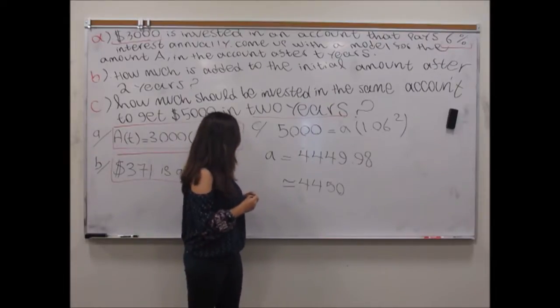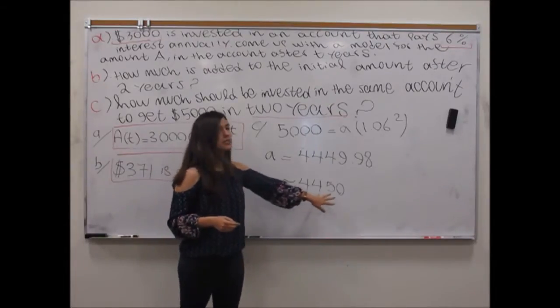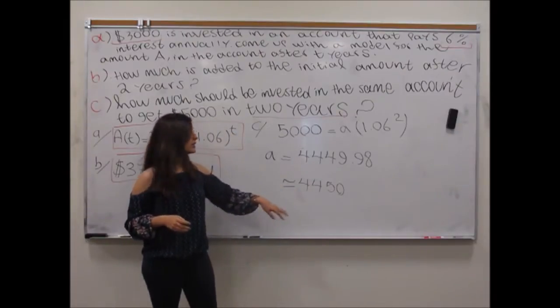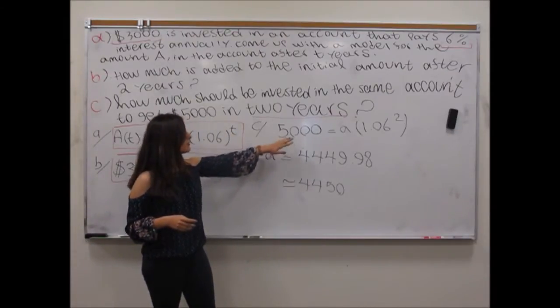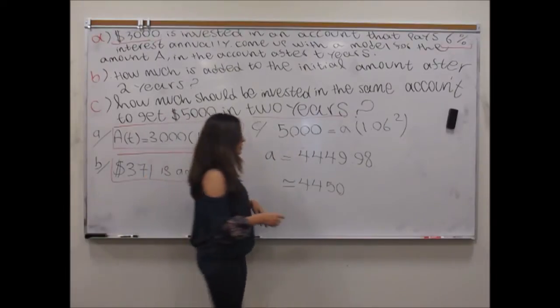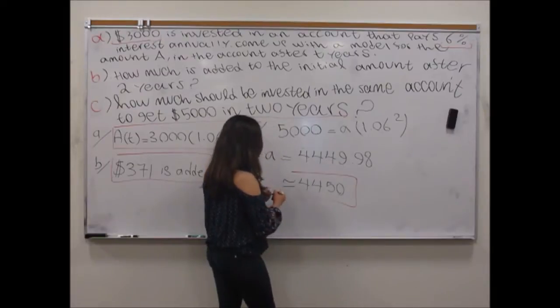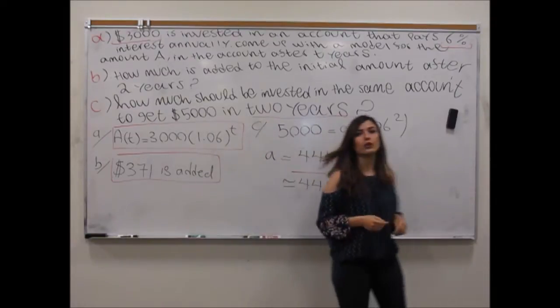$4,450. So that means if we invest this much money into the account that pays 6% interest annually, we're going to get $5,000 after 2 years. So this is it for part C, and this is the final answer for part C, and that's it for this question.